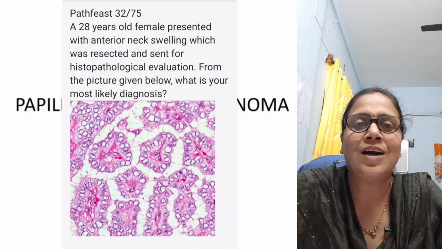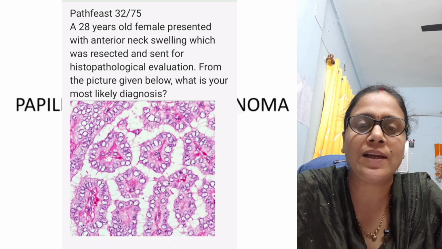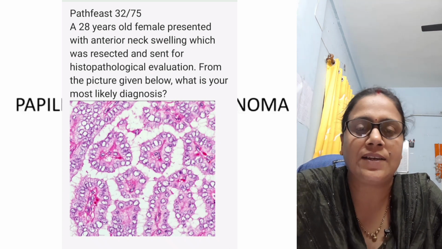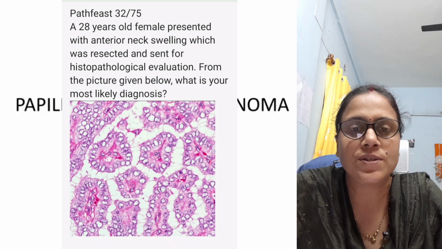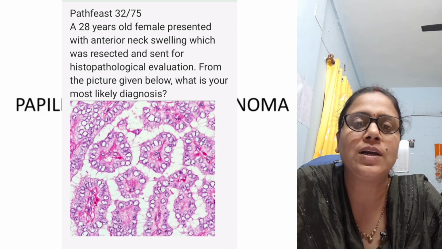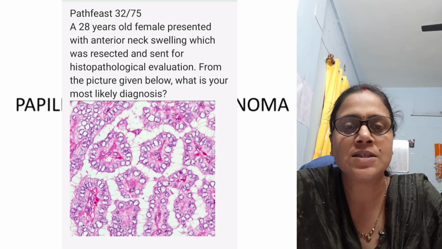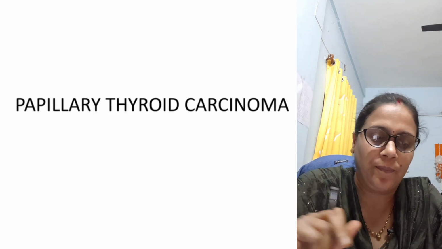Hello students. So today's question was a young female with an anterior neck swelling. The swelling was resected and a histological picture was given to you in which we can appreciate optically clear nuclei, nuclear crowding, overlapping, grooving. So the correct answer is papillary thyroid carcinoma.